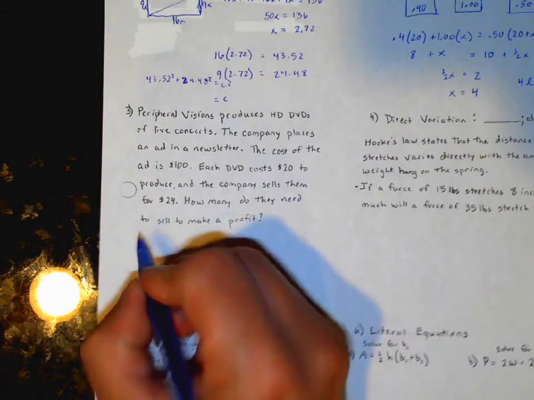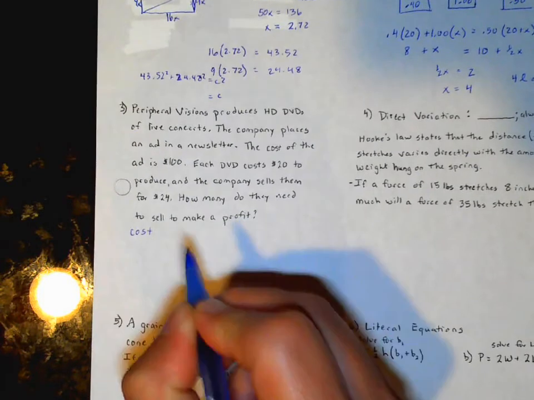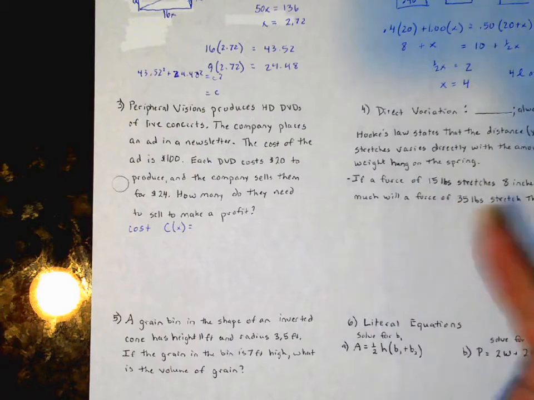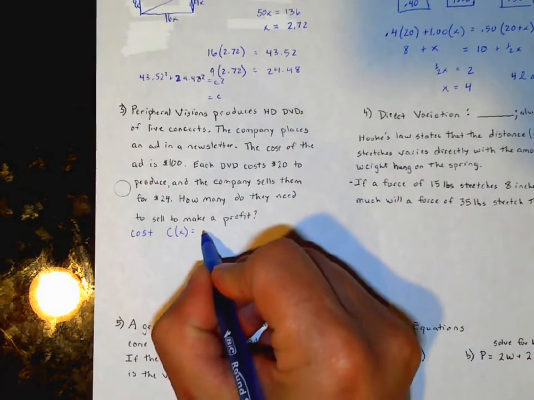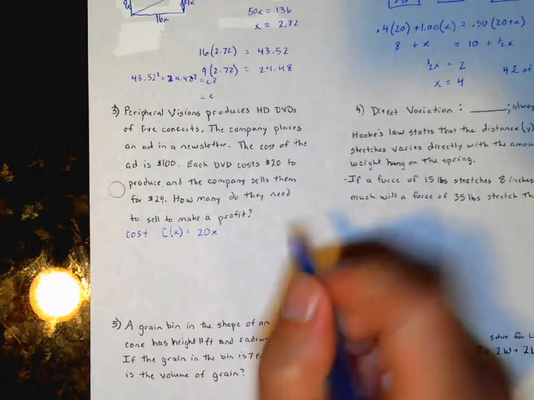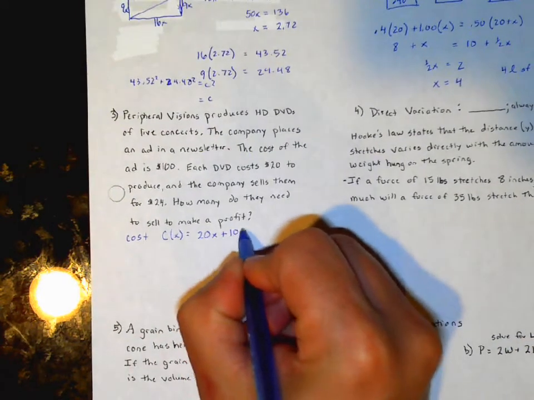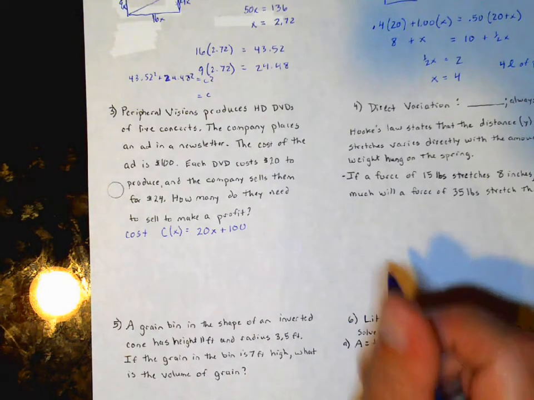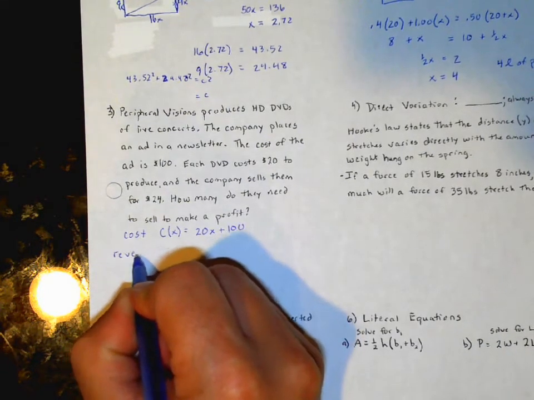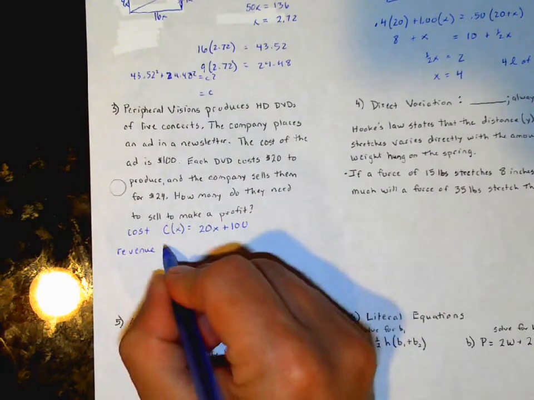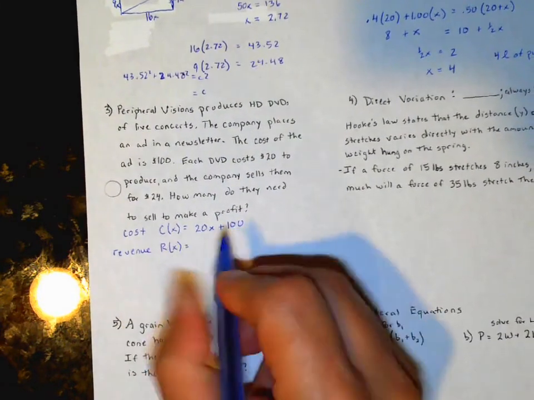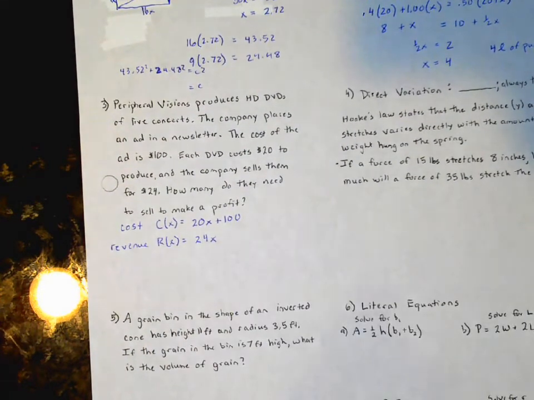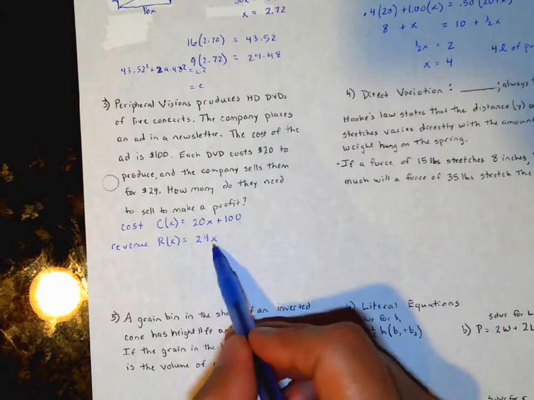Okay, we're going to write a couple different things. First of all, we're going to think about the cost. So our cost function, how much does it cost for them to sell and make? Well, it's $20 for every DVD plus the $100 for the ad in the newsletter. Okay, revenue is what's coming in. So our revenue function is $24 for every DVD. That's how much money is coming in. So this is how much is going out for the cost, and how much is coming in here.